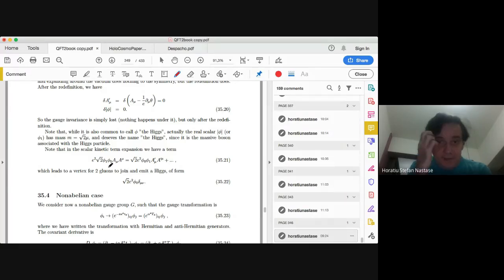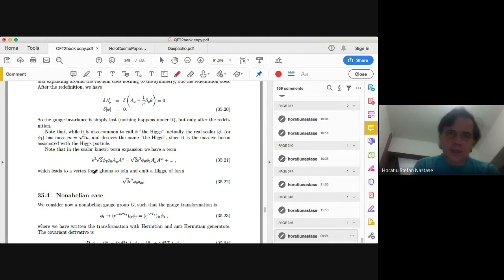We also note that in the scalar kinetic term expansion, we have this term, e squared square root 2 phi 1 phi 0 A mu, which after redefinition becomes the same thing, but with a prime, plus higher order terms. That comes from this redefinition. Sorry, higher order in the fields.